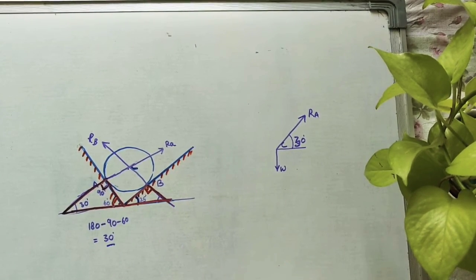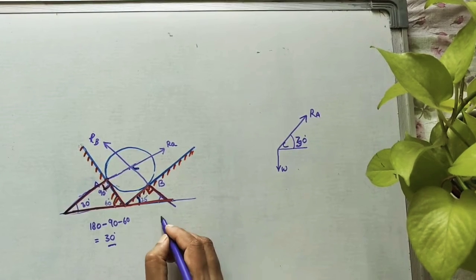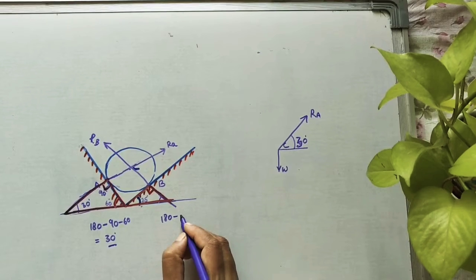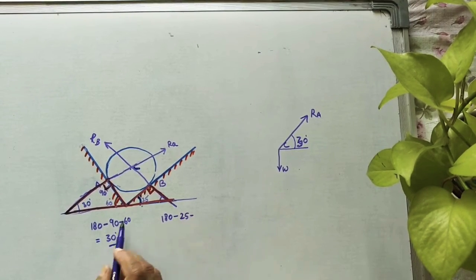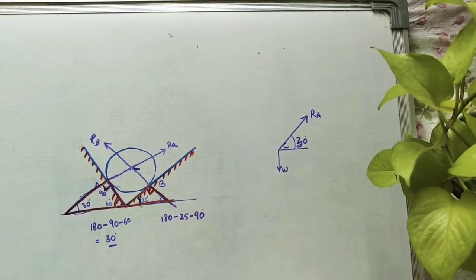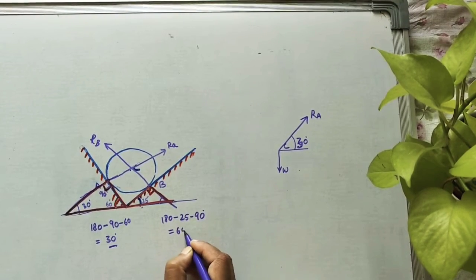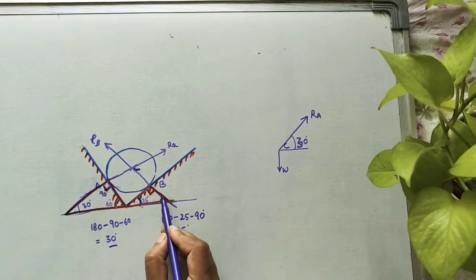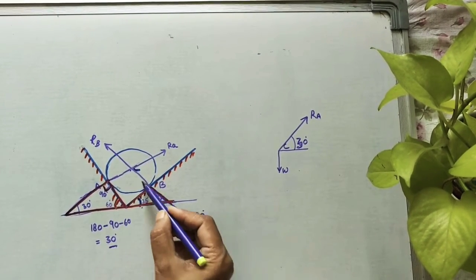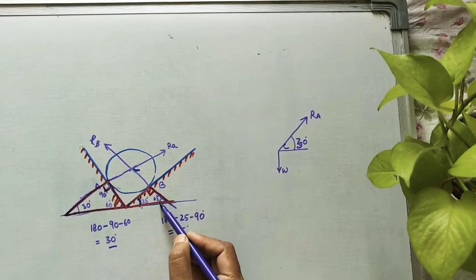Okay. The total angle is 180 degrees. In 180, we already know this is the given 25 degrees, minus this 90 degrees angle. How much are we getting? The remaining angle is, I think, 65 degrees. Now this angle is 65 degrees. The meaning is RB is making 65 with the horizontal.